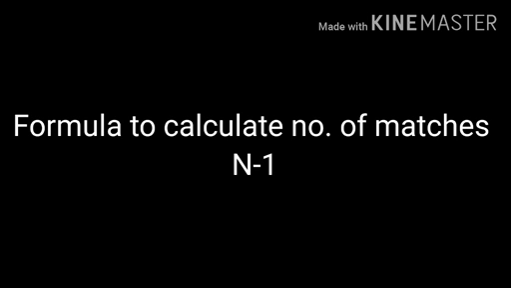The number of matches in a knockout tournament is n minus 1, where n denotes the number of teams participating in the tournament. For example, if 11 teams are participating in the knockout tournament, the number of matches will be n minus 1, which is 11 minus 1. So the answer is 10. There will be 10 matches. Now, the number of rounds in a knockout tournament.